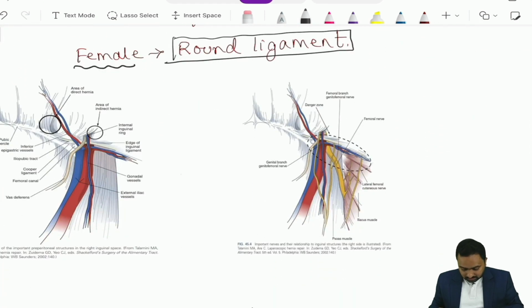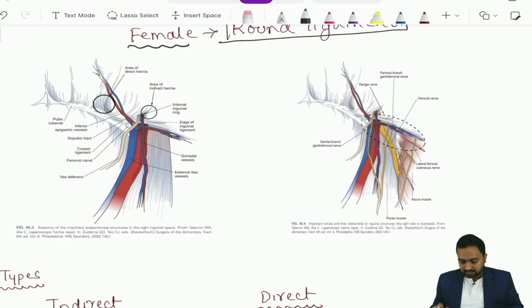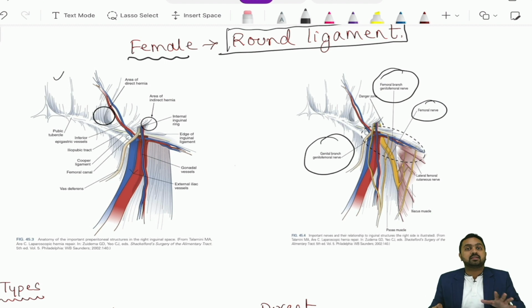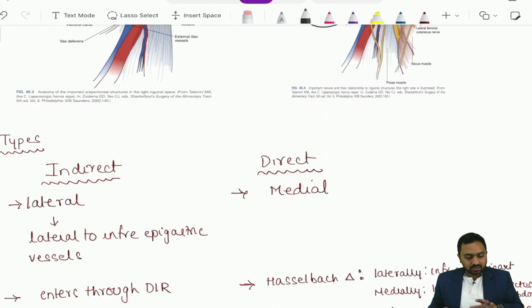So, this is again the same diagram that we had discussed prior, showing the important relations of the important preperitoneal structures in the right inguinal space and the important nerves, which are the femoral nerve, femoral branch of genitofemoral nerve, and genital branch of the genitofemoral nerve.